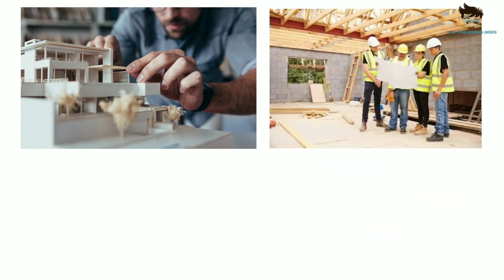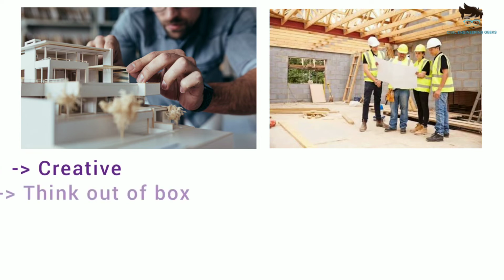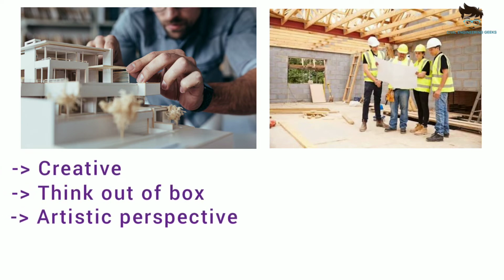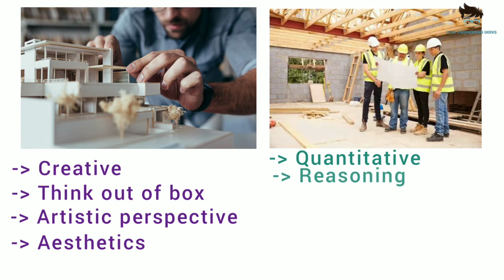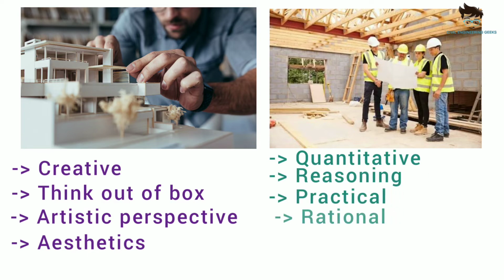Architects and civil engineers often approach problems and situations from various sectors. Architects have the tendency to be more creative, think outside the box, think from an artistic perspective, be more connected to the aesthetics, but civil engineers, on the other hand, have a tendency to be more quantitative, reasoning, more practical, more rationally driven instead of how it is going to feel or how it is going to look.